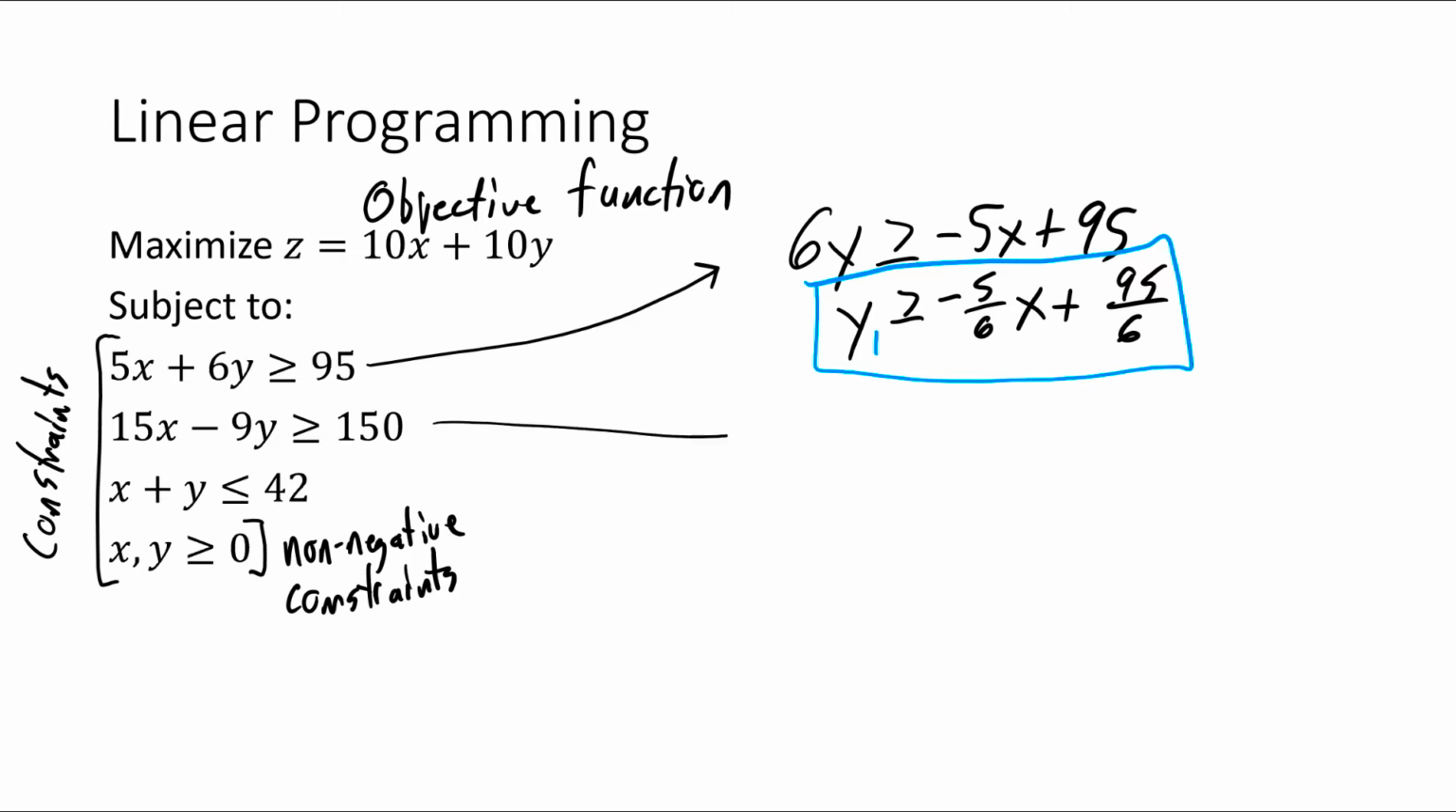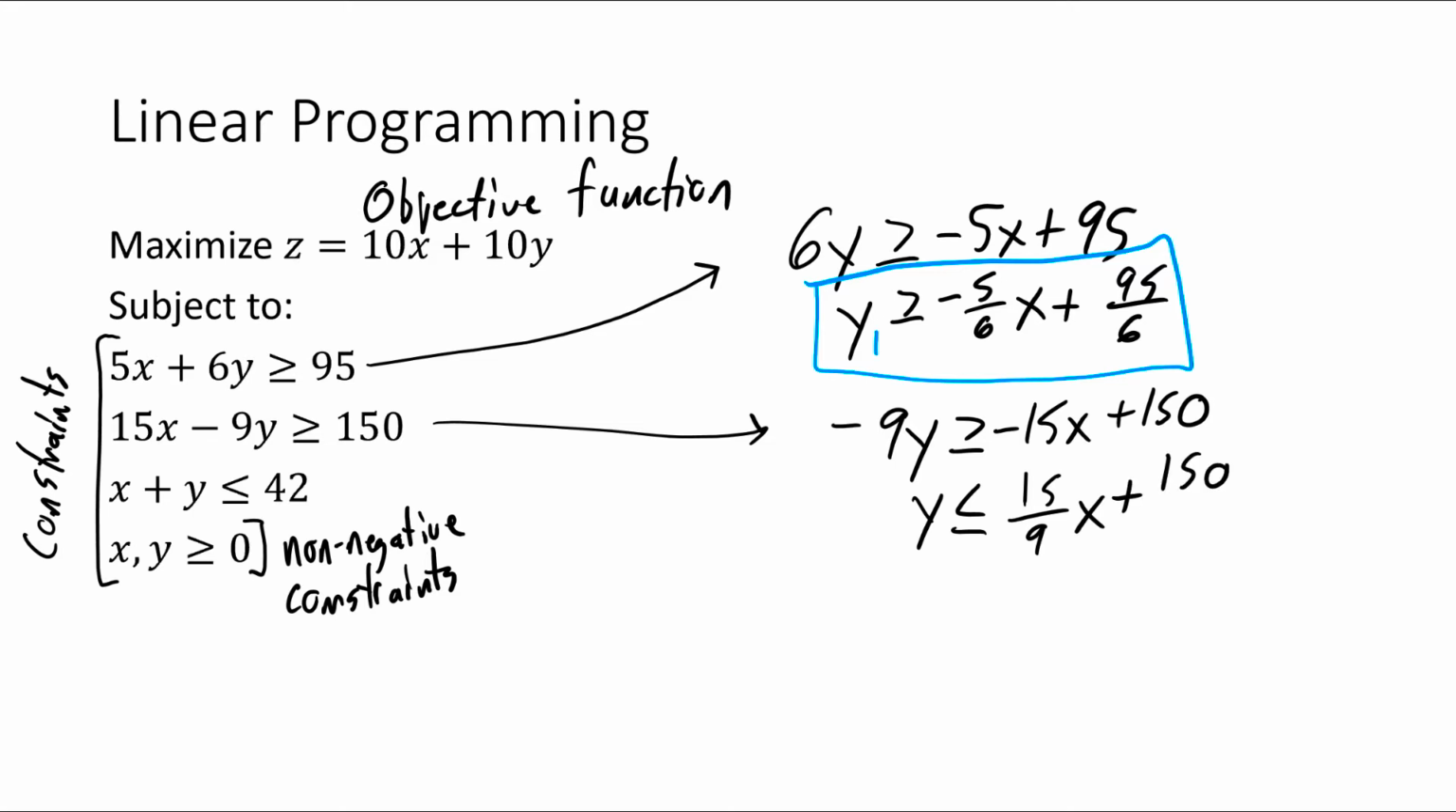All right, let's do the second one. 15x minus 9y greater than or equal to 150. So we'll subtract 15x from both sides. So we get negative 9y greater than or equal to negative 15x plus 150. We'll then divide everything by negative 9. That's going to flip our sign, so y is less than or equal to, this can be positive 15 ninths x plus 150 ninths.